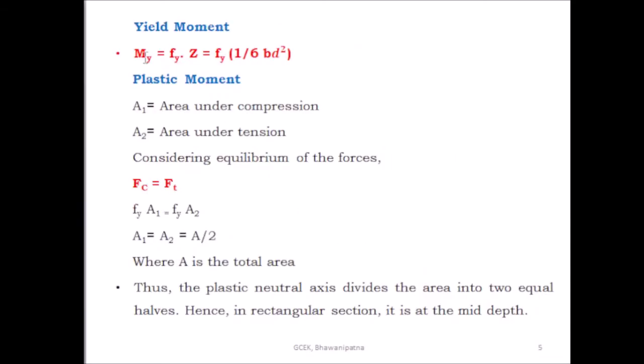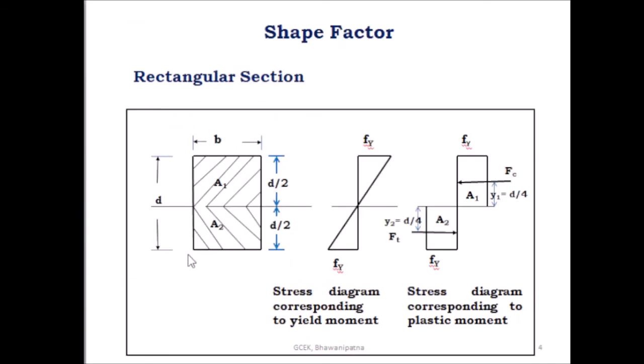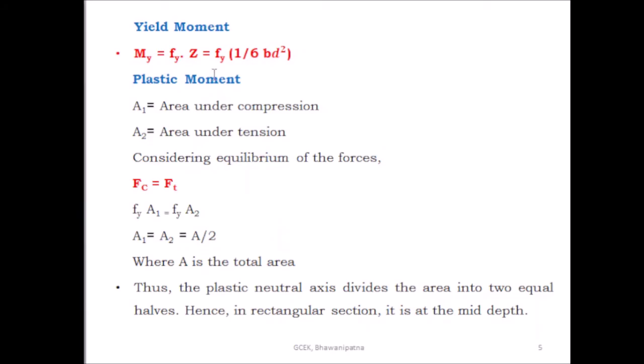So first find out the yield moment. We know in the rectangular section the yield moment is equal to Fy into Z, and Z is equal to I by Y. Z is equal to I by Y, the moment of inertia divided by the most distant point from the neutral axis, the section modulus. Z is equal to I by Y, and this value is equal to 1 by 6 BD square.